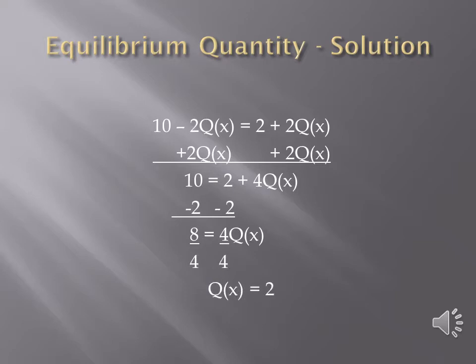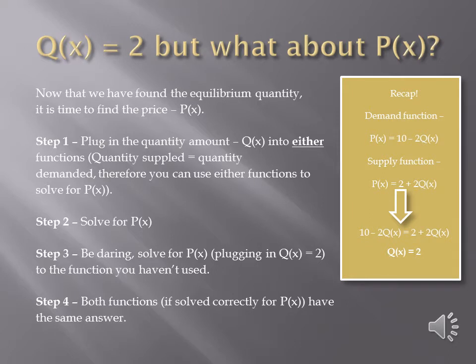Now that the two functions are set equal, you will solve for Q of x, which would be the quantity. In order to solve for Q of x, you would do simple algebraic math, setting 10 minus 2Q of x equal to 2 plus 2Q of x. Now that we have found the equilibrium quantity, Q of x equaling 2, it is time to find the price, P of x. In order to find the price, P of x, you would plug in the quantity, Q of x, into either function, demand or supply.